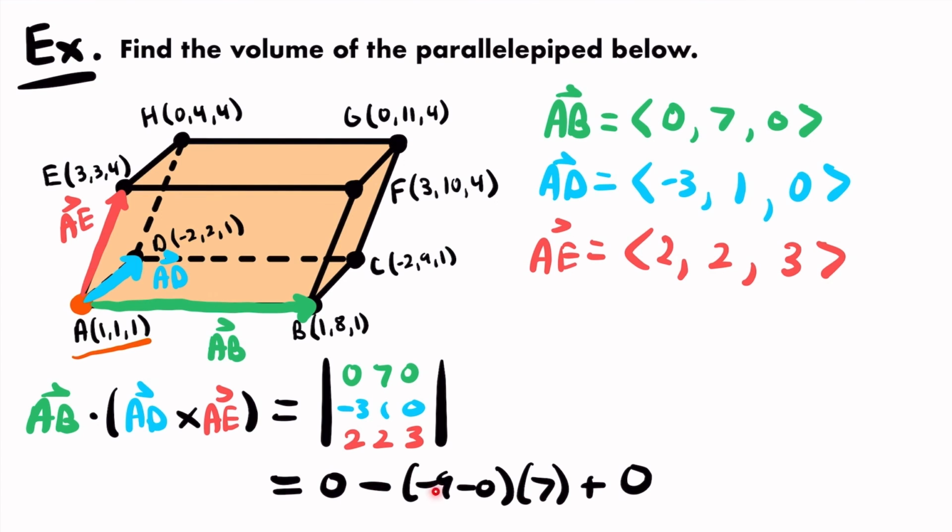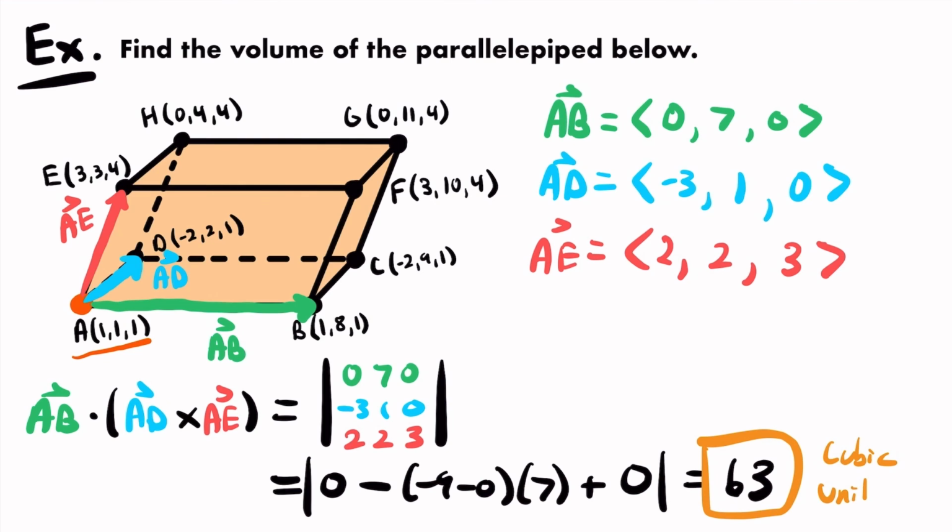All right, and now we want to simplify this, but first, don't forget your absolute value bars. And then we have negative 9 minus 0, which is negative 9, times 7 will give us negative 63, but then we're subtracting that negative 63, so that negative will make that negative 63 positive 63. And so we're left with the absolute value of 63, which is just 63. And so 63 is the volume of this parallelepiped that we were given in this problem. And if you wanted to, you could also write down that this is 63 cubic units, all right? Volume is always measured in cubic units, so you can add that on to this answer if you'd like.